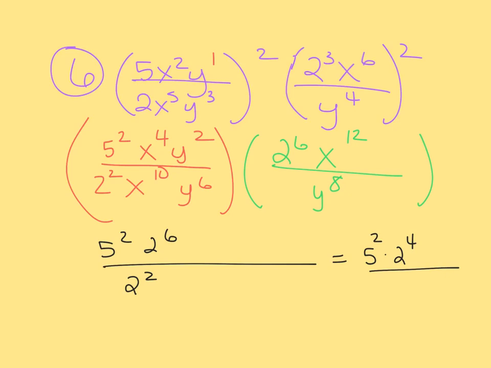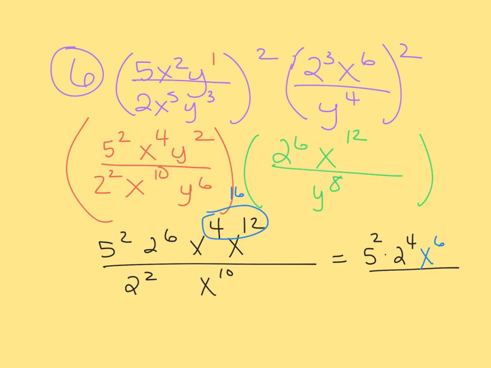Now, if I look at my x's, I have x to the 4th in the first parentheses, I have x to the 12th in the second parentheses, and I have x to the 10th on the bottom. Now if you want, you could add the top ones together in one step and then simplify it however you want. But if you think about it, these two together are 16, and I have 10 on the bottom, so the x on top wins by 6. So I have x to the 6th. Now, I did that in one step. You don't have to. You could do that in separate steps if you want.